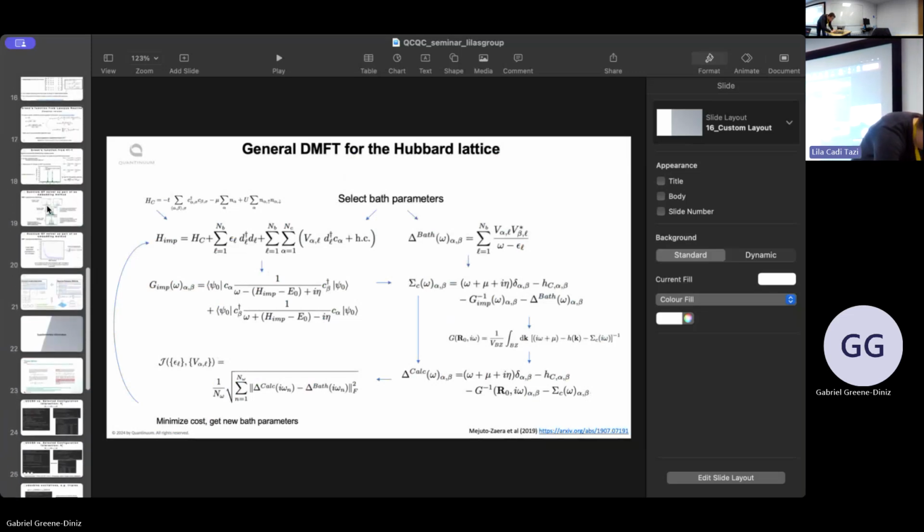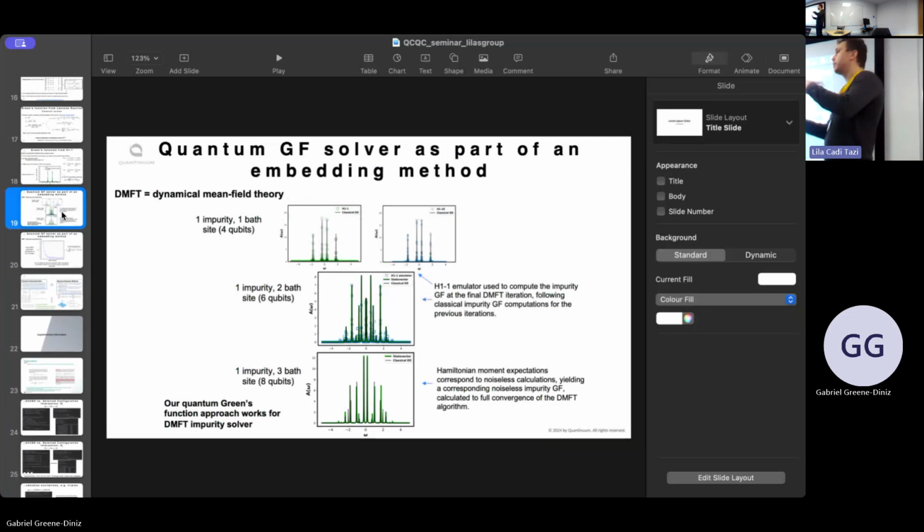So for that whole embedding method, the important part of it is the Green's function calculator for the impurity part. And the Green's function method I mentioned earlier involving the subspace routine was used as the solver for this DMFT model, where we looked at a varying number of baths, and even so this is hardware itself. This is the emulator, again getting very, very good agreement with the exact result.